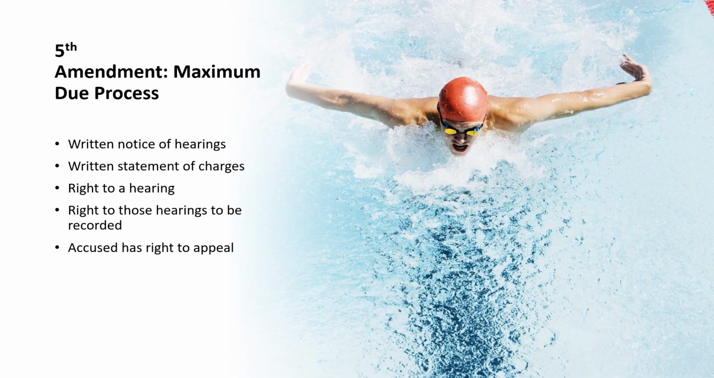These are the maximum due process guidelines when a major violation occurs. A person is given written notice of a hearing and a written statement of the charges that they're alleged to have done. They get a right to a hearing, and then they get a right to those hearings being recorded so they can listen to it back, and they have the right to appeal whatever outcome occurs.